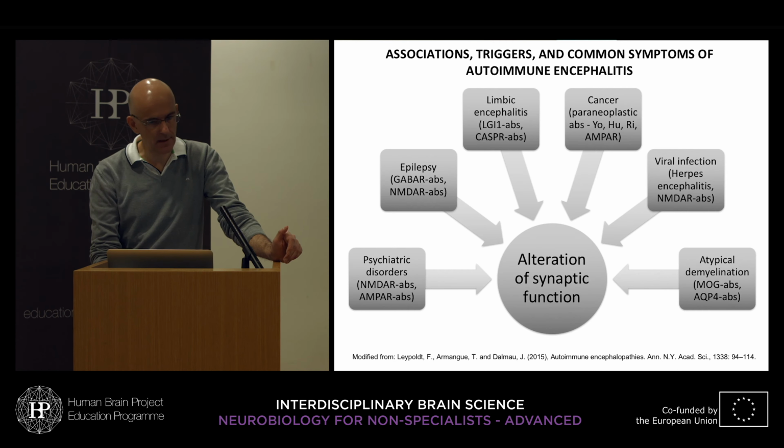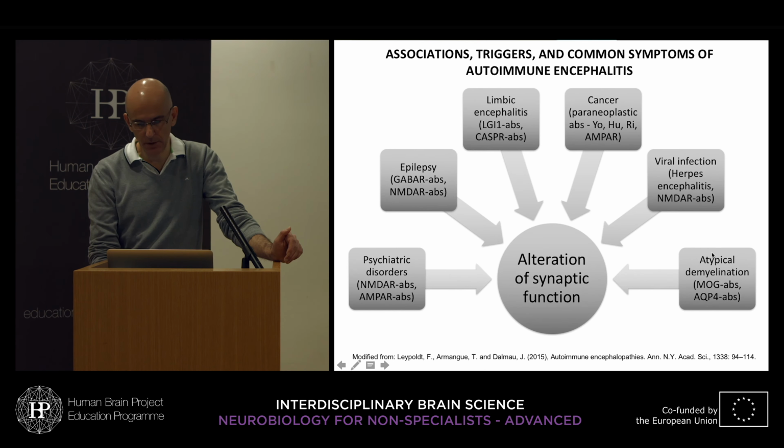And this is summarized in the last slide here, that different autoantibodies can originate or be associated with psychiatric disorders like NMDA receptor antibodies, AMPA receptor antibodies, with epilepsy like GABA-B receptor antibodies or NMDA receptor antibodies, limbic encephalitis, voltage-gated potassium channel subcomplexes, LGI1 and CASPR2, paraneoplastic antibodies, even after a viral infection, after herpes encephalitis, NMDA receptor antibodies can be built.